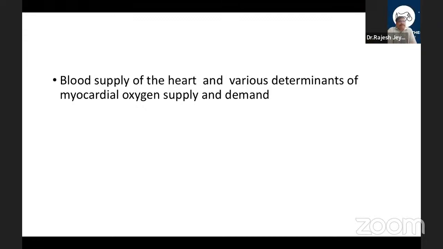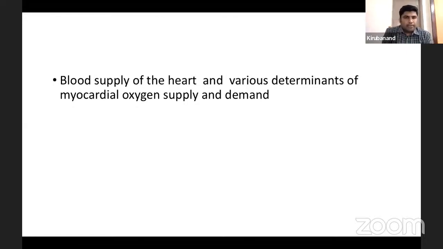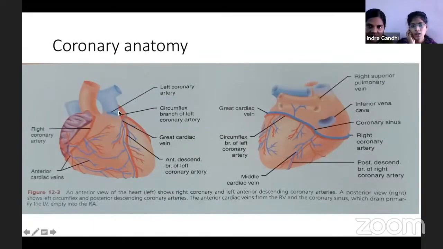Shall I go ahead with the discussion, sir? Yeah. Tejas, can you explain what is the blood supply of the heart and various factors determining myocardial oxygen supply and demand? Blood supply of heart is by right coronary and left coronary artery, sir. Right coronary artery supplies right atrium, right ventricle, SA node around 55% and AV node. And left main coronary artery is divided into left circumflex coronary artery and left anterior descending coronary artery. Left anterior descending coronary artery supplies left ventricular anterior wall and anterior 2/3 of interventricular septum and LV apex and right anterior aspect of right ventricle. And left circumflex coronary artery supplies right atrium, left atrium, AV node, sir.